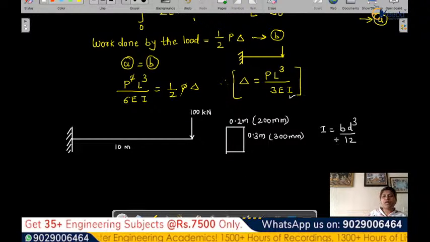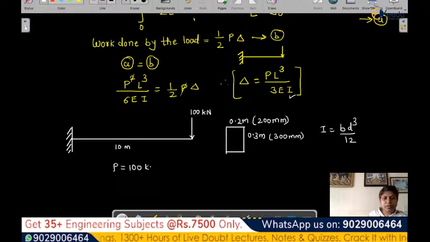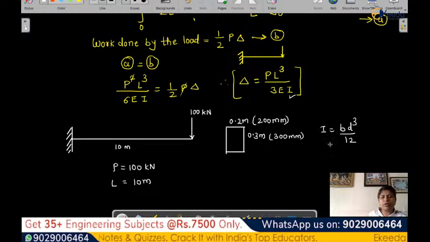So that is the formula you have to use. For this particular case, you have to simply substitute values. First you have to write what P is. P is 100 kilonewton over here. Length is 10 meter. And the I value, if it is needed, we can write down. You can calculate it.